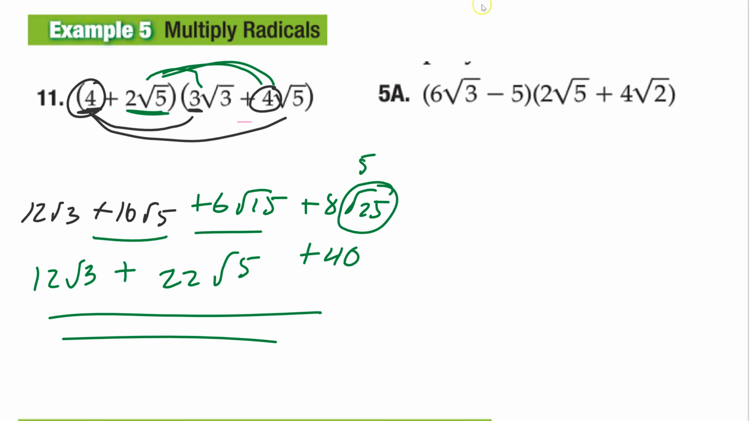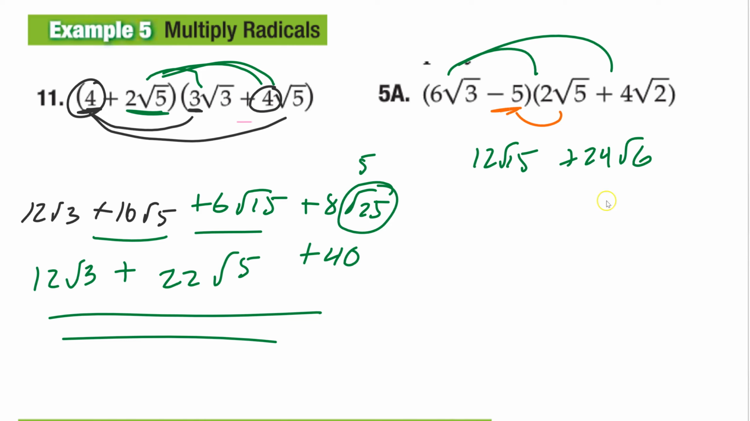This is the same thing. Another one. Let's do it real quick. So that's going to be 12 rad 15. That's going to be 24 rad 6. Then the next one. That's going to be negative 10 rad 5. And that's going to be negative 20 rad 2.